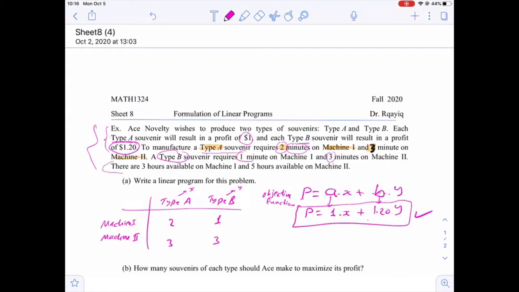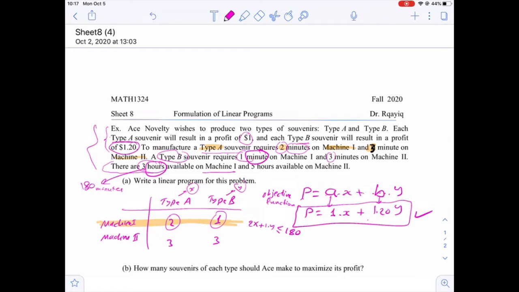Then we have some restrictions here. There are 3 hours available on machine 1. So when we have 2 minutes for each X and 1 minute for each Y, this should not exceed 3 hours. But since we are talking about minutes here and hours there, we need to unify our units. Instead of dealing with minutes and hours, we need to deal with one unit. Let's use the smaller unit, which is minutes. So 3 hours are 3 times 60, which is 180 minutes. So 2x plus 1y is less than or equal to 180 minutes, because we can't work more than 180 minutes on machine 1.